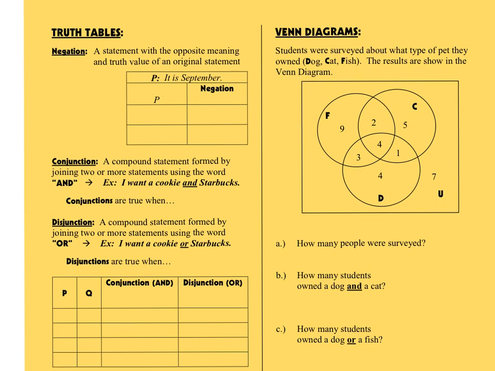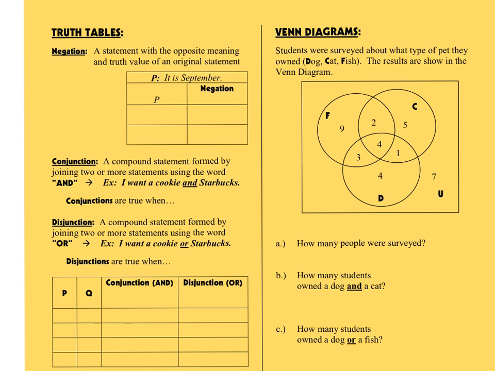I have a Venn diagram here, and it tells us in the description that some students were surveyed about the type of pet that they owned. We have dogs, cats, fish, and then they showed the results. We've got our fish, our cats, our dogs, and we can see that we have some overlapping parts, and we're going to talk about what that means. This U means the universal set, which means everything inside this box is all of the students that were surveyed.